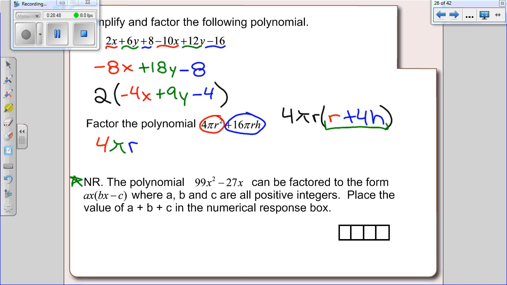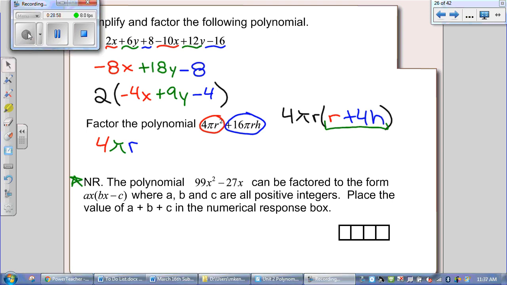If I read this question, it's a little overwhelming for a lot of reasons. One, it's a lot of reading, which kind of sucks. And two, there's a lot of letters and stuff happening. So if I read this, the NR means numeric response. That's all it means, numeric response question. It says the polynomial 99x squared minus 27x can be factored to the form. That's going to be really important. So it can be factored to the form ax(dx minus c).